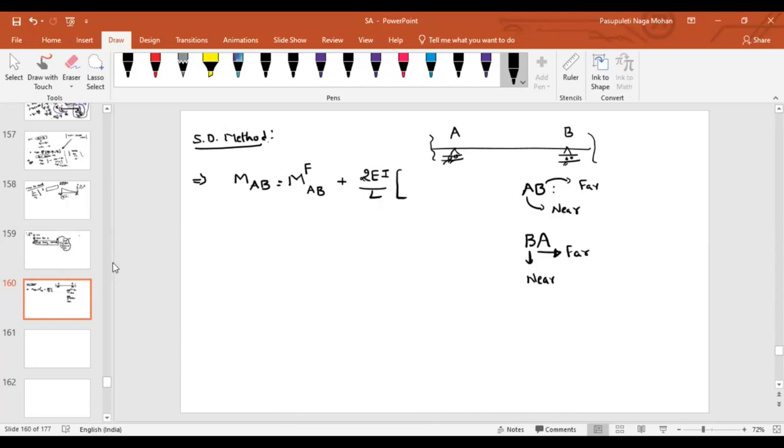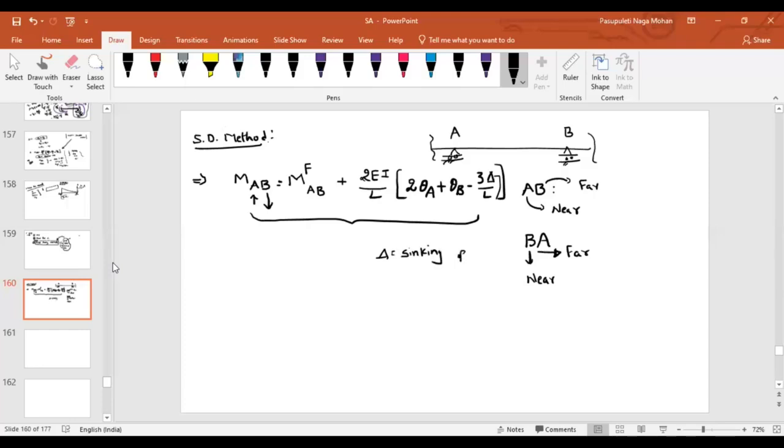So it is 2EI by L times 2 times the near end rotation. What is the near end if you are talking about AB? A. So 2 times the near end rotation, theta A, plus the far end rotation, which here is theta B, minus 3 delta by L. If you can remember and understand each term, then there is nothing complicated about this method. Here delta represents the sinking of supports.